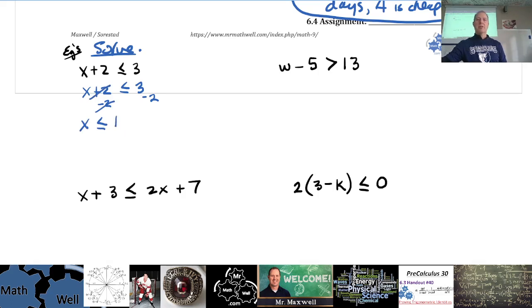What I would suggest is to check with one number to see if it's valid. So x must be less than or equal to 1. You can check 1 or anything that's less than that, like 0 or something like that.